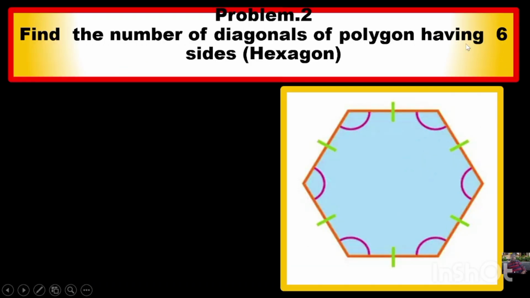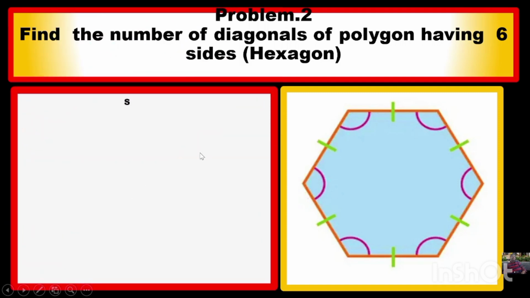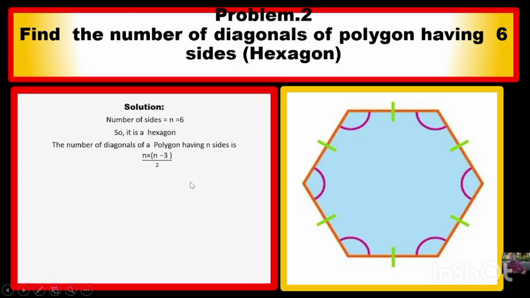Find the number of diagonals of a polygon having 6 sides, which is a hexagon. The number of sides n is equal to 6. So the number of diagonals as per the formula is n into n minus 3 by 2, which is 6 into 6 minus 3 by 2, 6 into 3 by 2, and you will get 9. Thus, the hexagon has 9 diagonals.